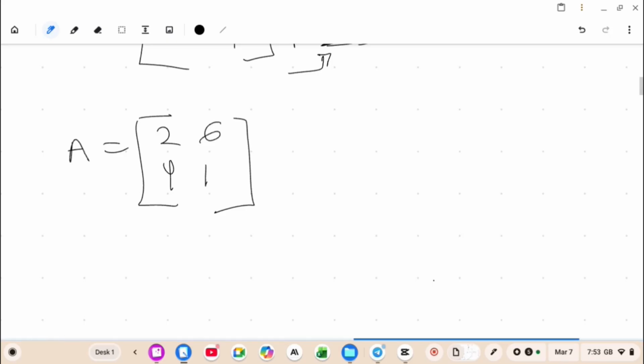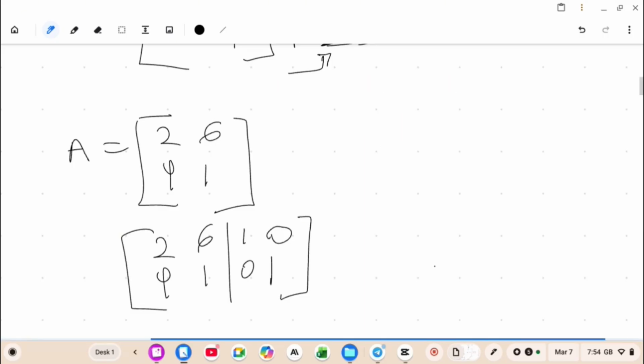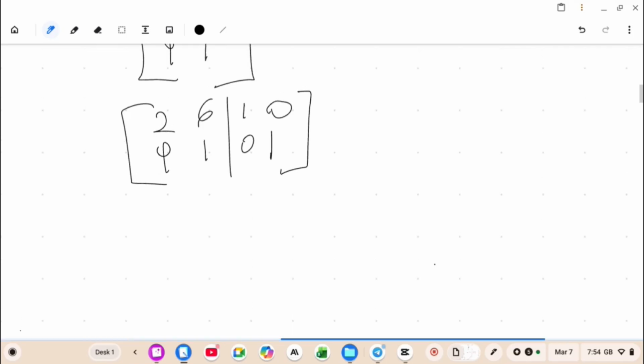So we said first of all we have to augment it. Augmenting is writing it in this format: 2, 4, 6, 1. You augment it by an identity element, so 1, 0, 0, 1.